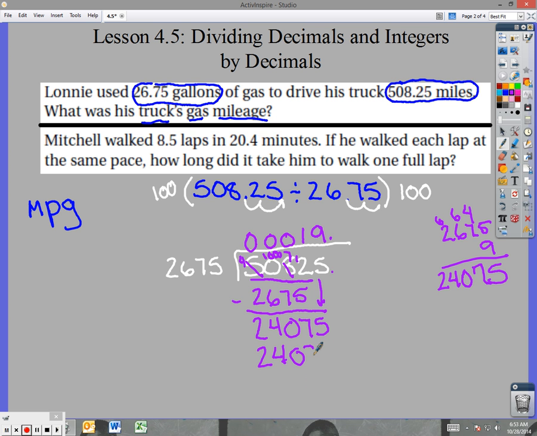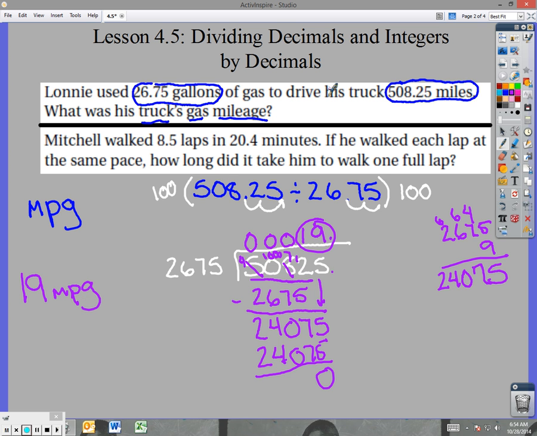I have nothing left over. I do not need to bring anything down because there's no other numbers besides 0 to bring down, so there is my answer. This truck is getting 19 miles per gallon, which is not bad for a truck to get 19 miles per gallon.